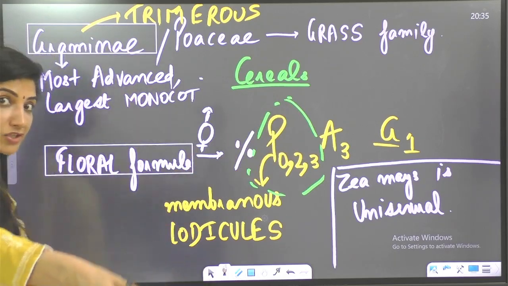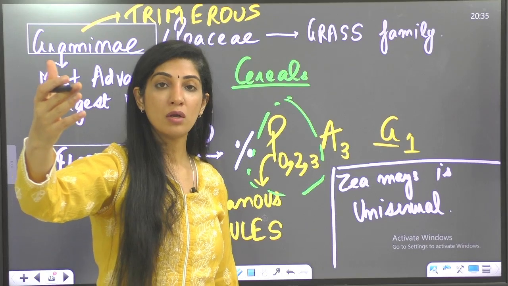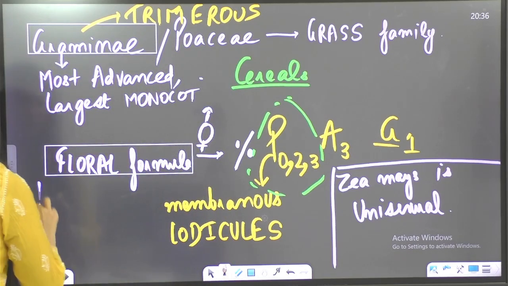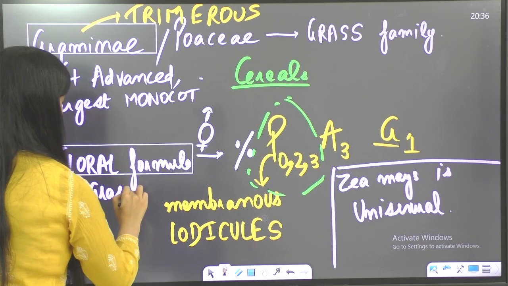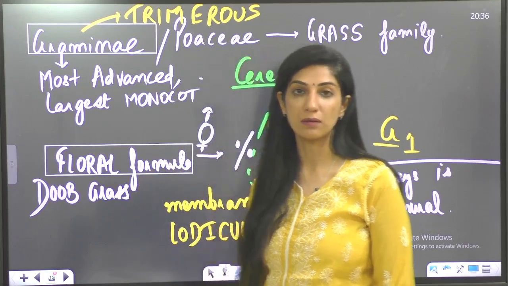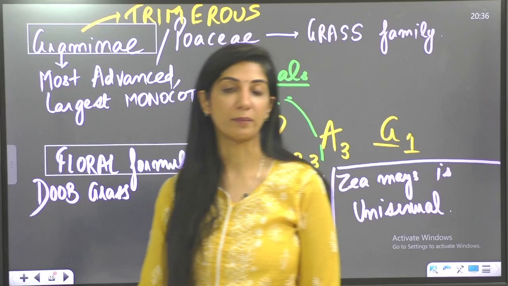Doob grass, you know, Ganesh Chaturthi just happened. Happy Ganesh Chaturthi. May you have new, beautiful, auspicious beginnings in your life. So doob grass or the durva grass, which is so dear to Lord Ganesha, and we use it in the puja, that also belongs to the Gramineae family.